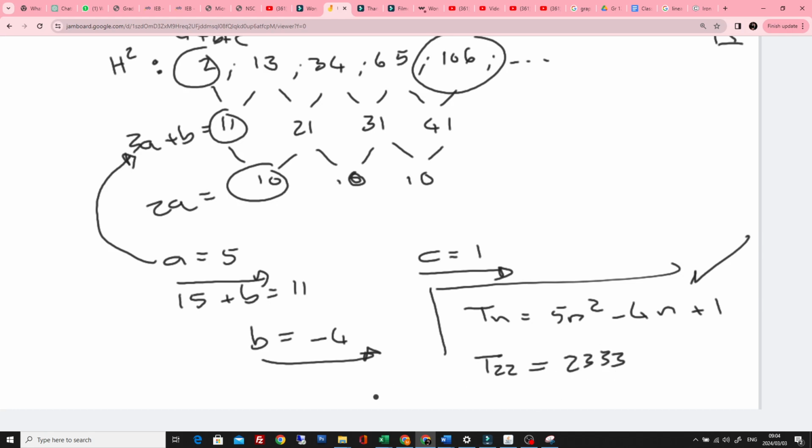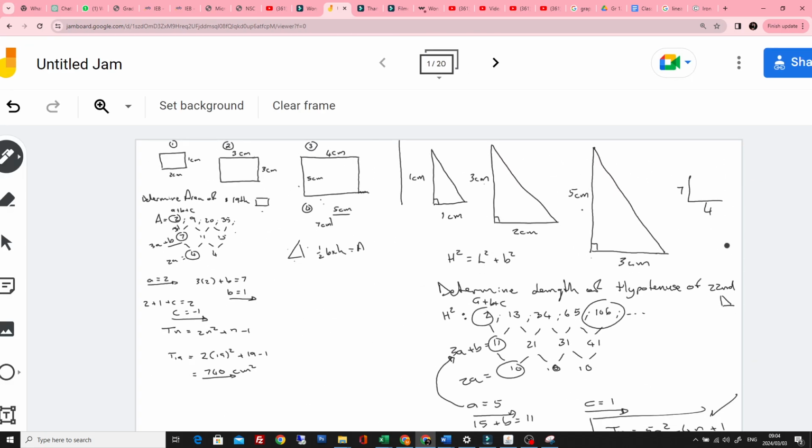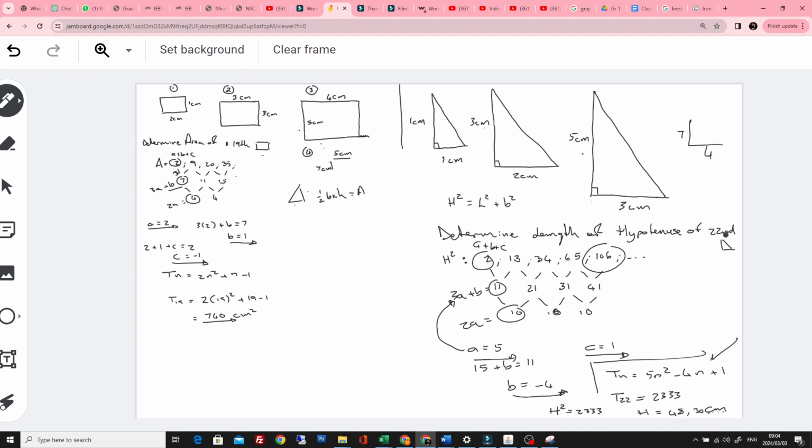Okay, this is the hypotenuse squared. It's 2333. So my hypotenuse would just be the square root of that number. So the square root of that number is going to be 48.30 dot, dot, dot, dot. Okay, 30 rounded, so centimeters. Okay, so then I've solved for the hypotenuse. So it can be asked in a way like this as well. Okay, here are these two questions.